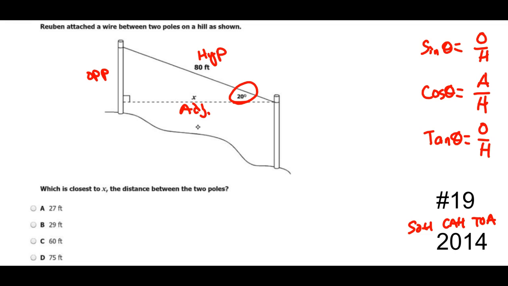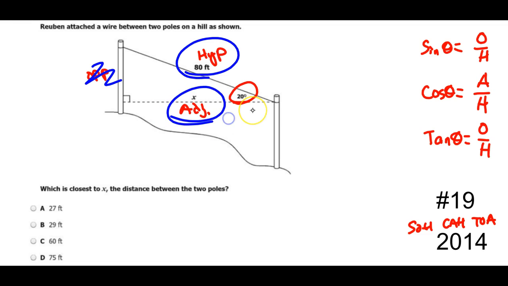So I need to set up my trig equation now. What was given to me? I know the hypotenuse. I know the angle. What do I want to know? I don't care about the opposite side. It's not asking me about the opposite side and it's not giving me the opposite side, so just forget opposite. And then I want to know the adjacent.